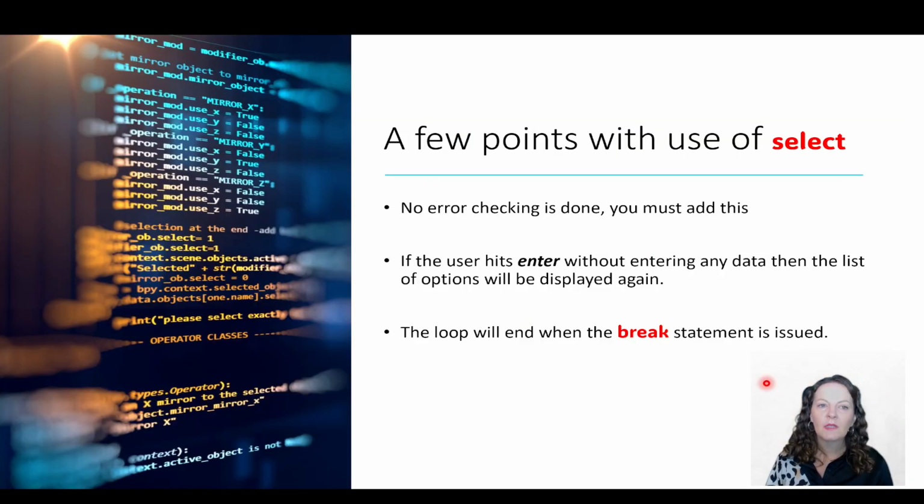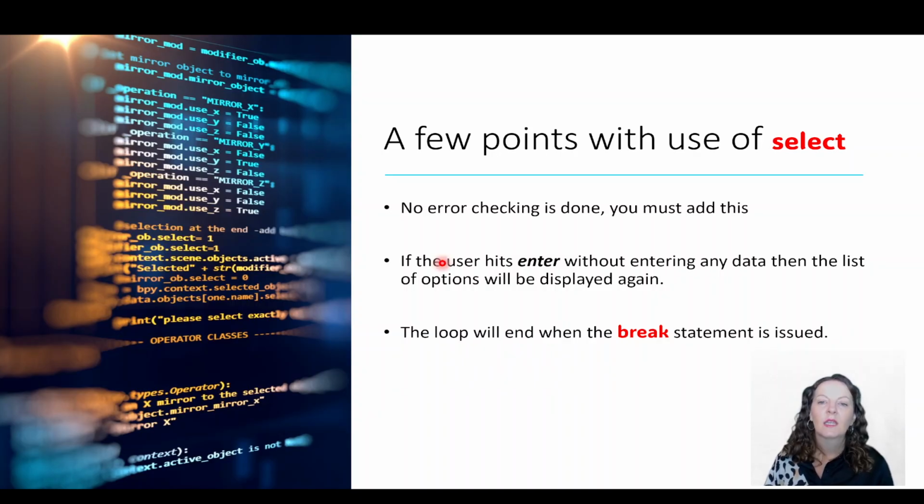A few points when you're using your select: there isn't any error checking, so you have to do that. Are the users putting in the correct format? Are they picking the correct numbers? If they put in 17, what does that come up with? If they put in anything else, remember our asterisk there as well. If the user hits enter without entering data, what happens? Do I allow the user to go back in and try again? The loop will end when the break statement is issued.